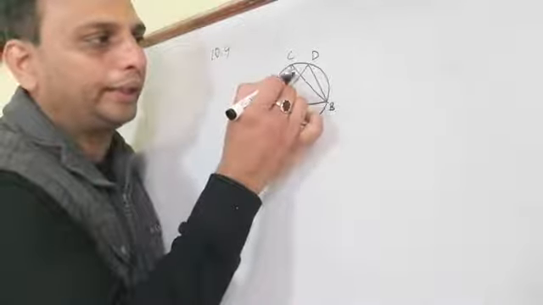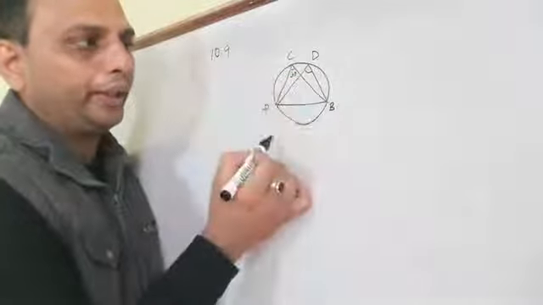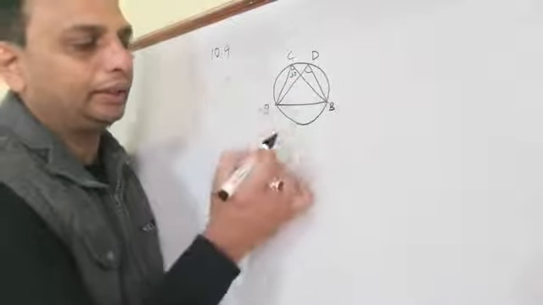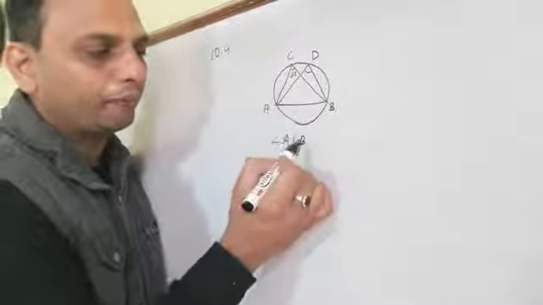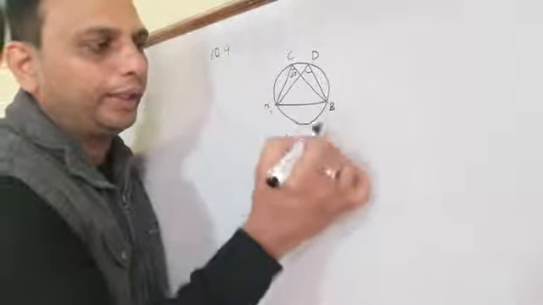Suppose this angle is 30. This will also become 30. And what reason will we write? Suppose this angle is named ACB, and this angle is ADB.